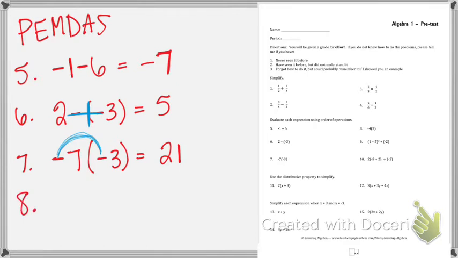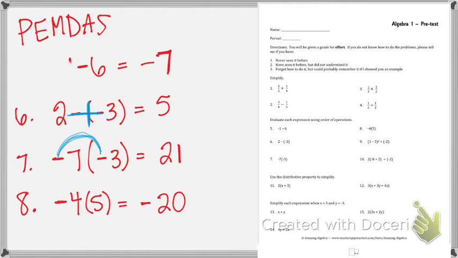Now, number 8 is different because only one of those is negative. So if just one of your numbers is negative, you just keep a negative sign. So -4 times 5 is -20. Okay?